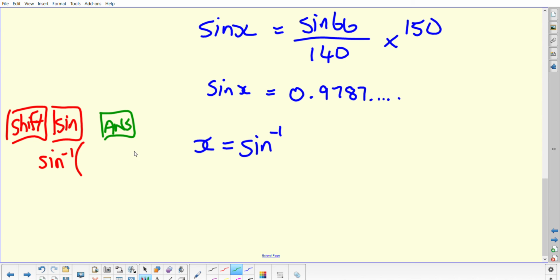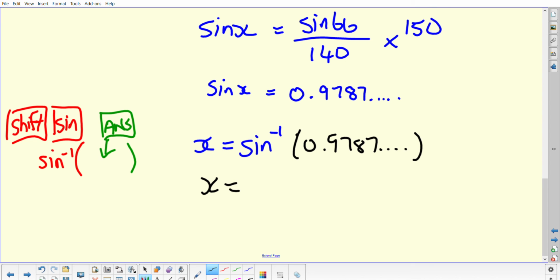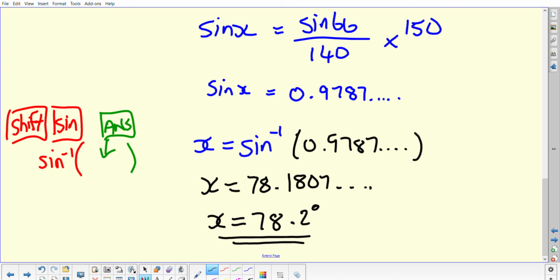What that does is save you typing all this number in again. So we're basically doing sine to the -1 of the 0.9787, and if you do that on the calculator, you'll find it comes up with 78.1807, a whole load of digits. This, remember, is an angle, so rounded to one decimal place is probably accurate enough, and that would be 78.2 degrees.